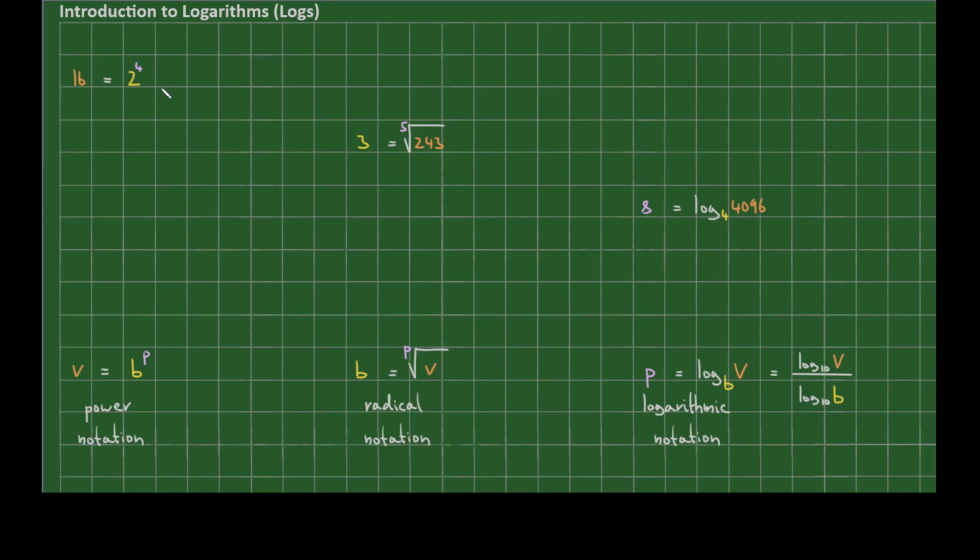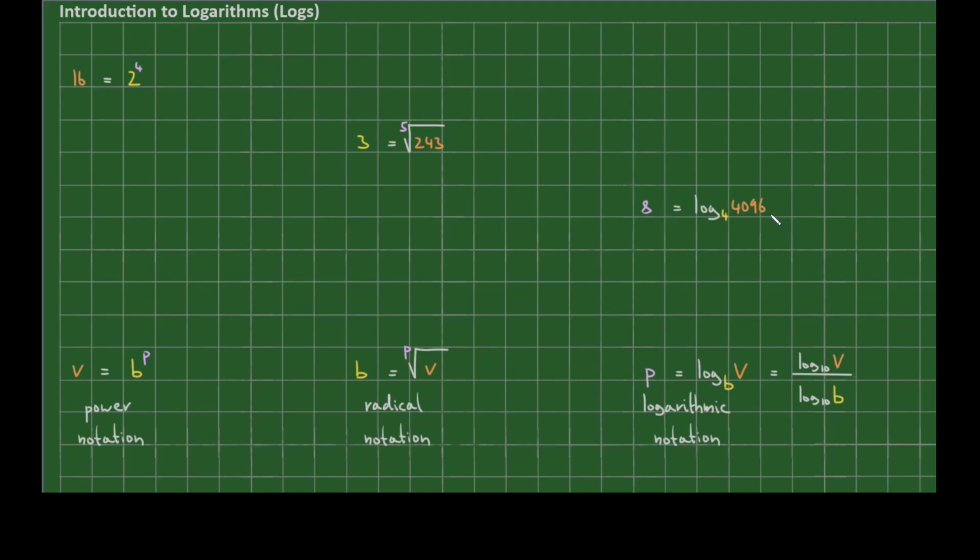Here are three expressions. The first one is written using power notation, the second one using radical notation, and the third one using logarithmic notation. I invite you to pause the video and write each of these expressions in the two notations not yet shown. Already finished?